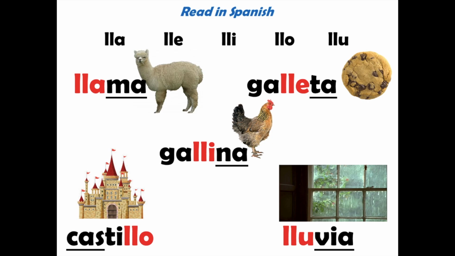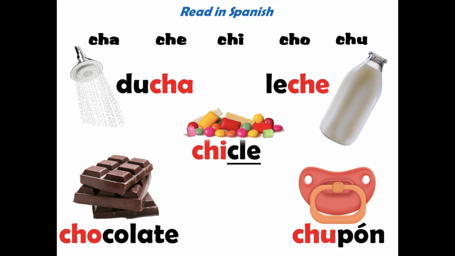Letter combinations I'm going to show you are very important in Spanish, which are CH and double L. Also, double R is popular, but we already talked about it. All right, so CH in Spanish will sound like CH in chocolate. Okay, so it's going to be cha, che, chi, cho, chu. Ducha, leche, chicle, chocolate, chupón.